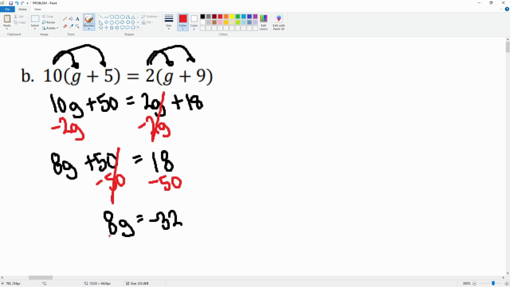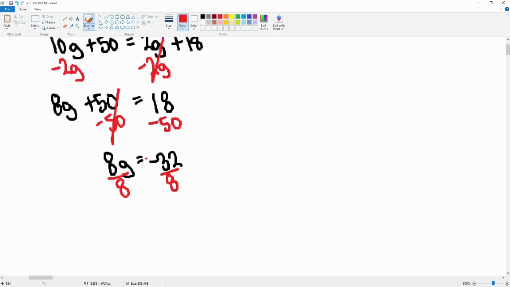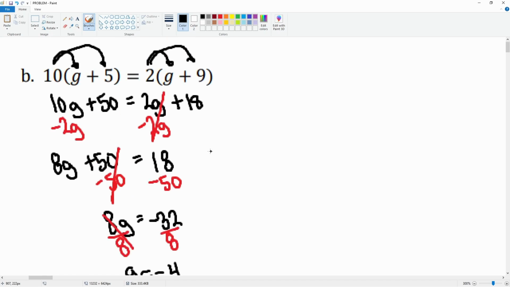Now we want to divide 8 to both sides. This cancels, leaving you with just a g is equal to negative 4. Okay.